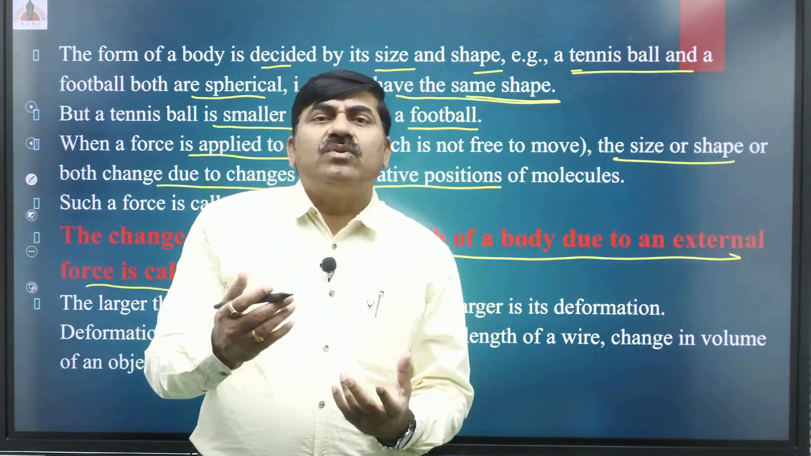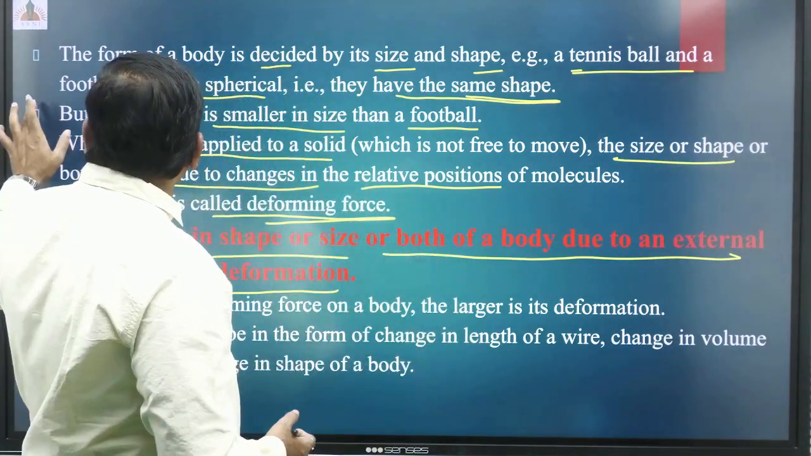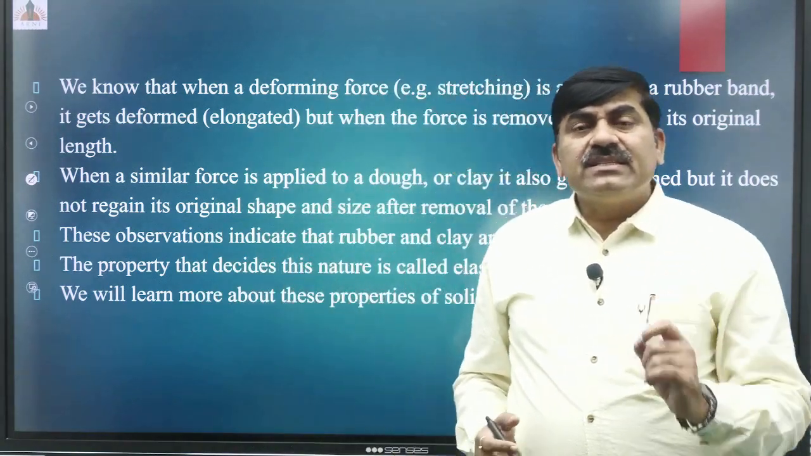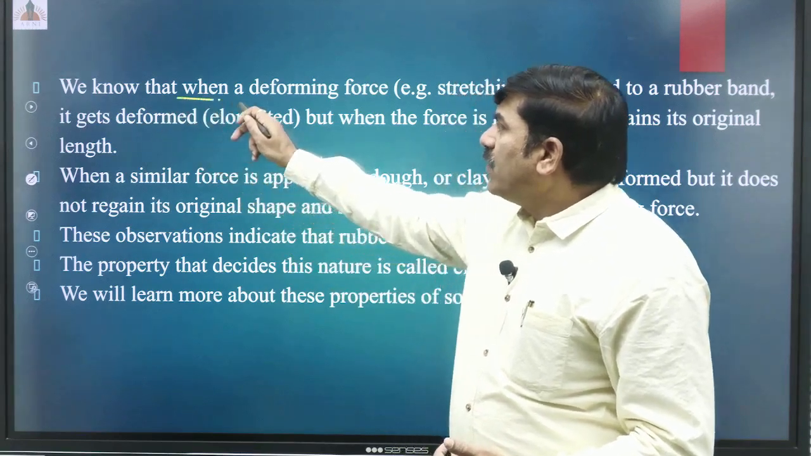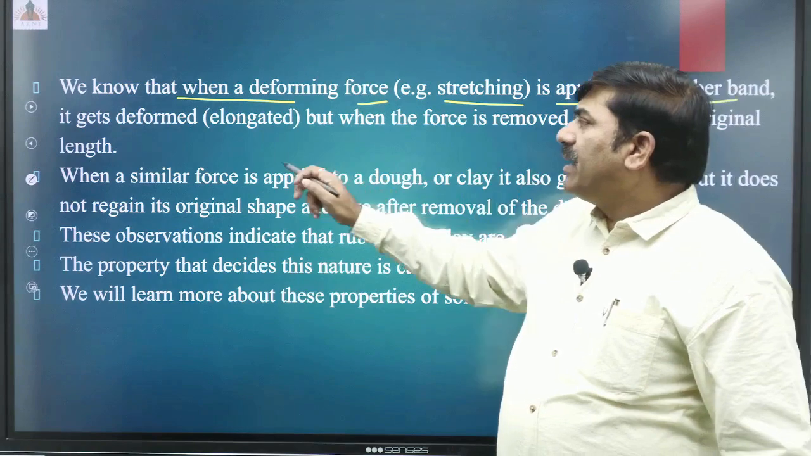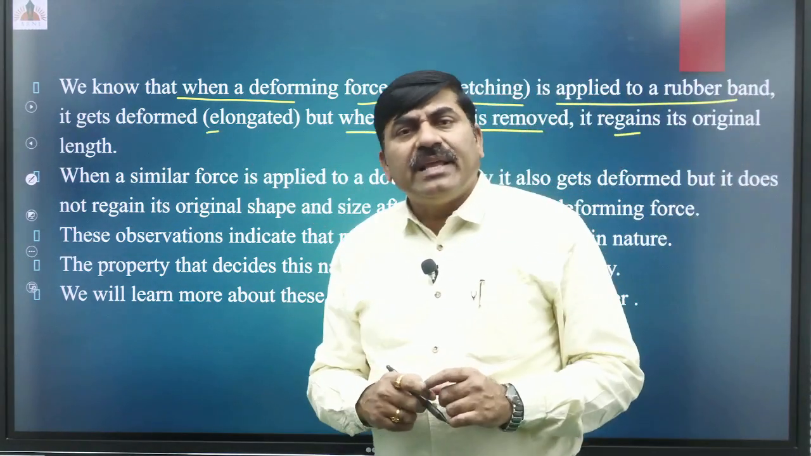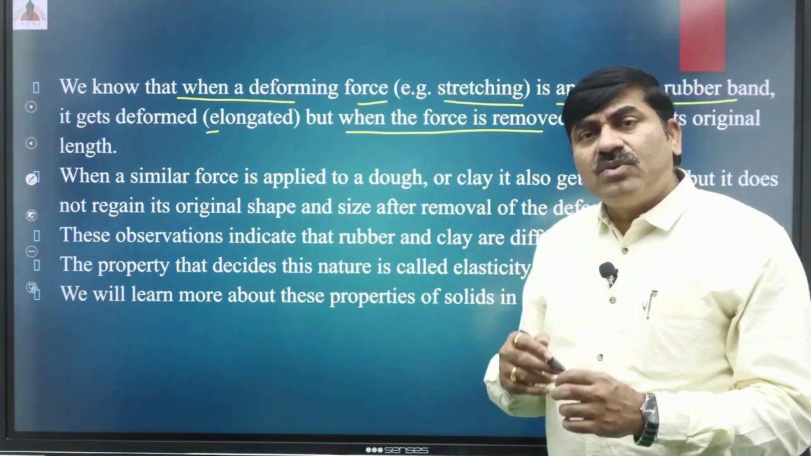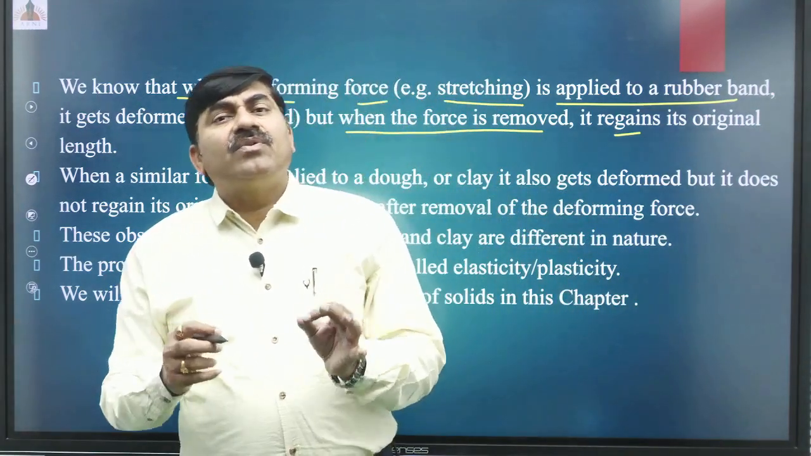If a greater amount of force is acting on a body, there will be more deformation, just like if x is proportional to y, then as x increases, y also increases. So, we know that when a deforming force like stretching is applied on a rubber band, it gets deformed, and when the force is removed, it regains its original length. So, therefore, whatever the force acting on a particular body, different kinds of deformation happen.